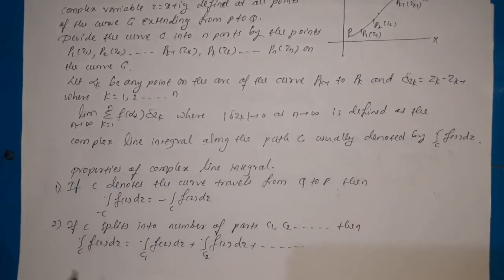The second property is: if C splits into a number of parts C1, C2, and so on, then the integral over C of f of z dz equals the integral over C1 of f of z dz plus the integral over C2 of f of z dz plus the integral over C3, C4, and so on. That is, if the same curve is divided into several parts, and we integrate each part separately and add them, that gives the total area bounded by the curve C. That is the meaning of this property.